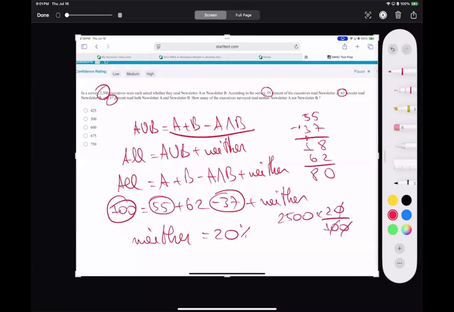20% of 2,500 is 500. Is that okay? So this is pure technique. You need to study this. Is that okay?